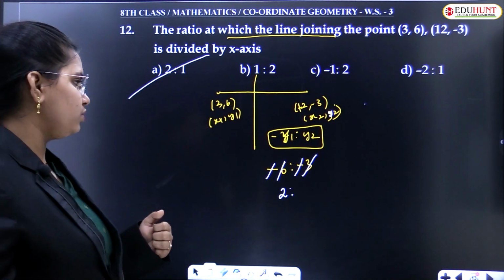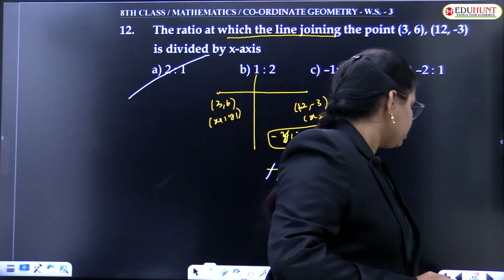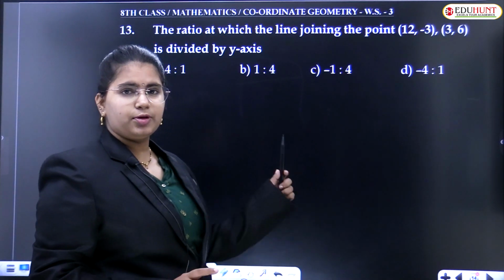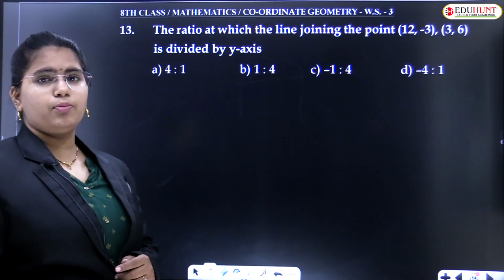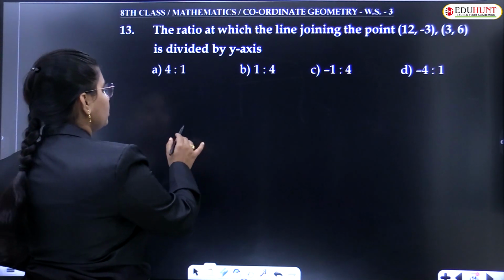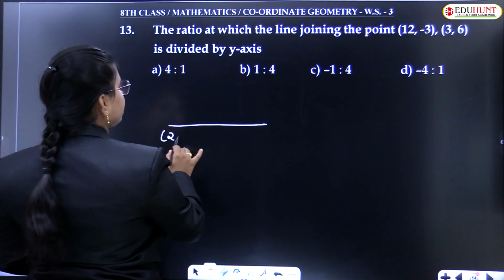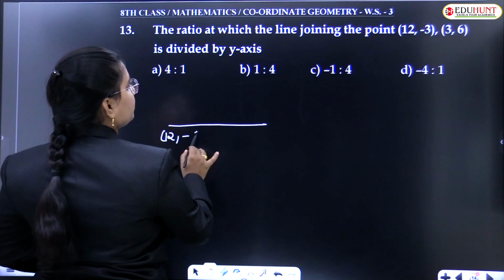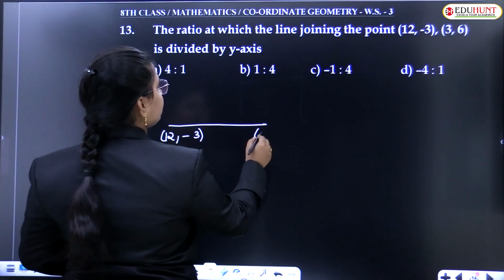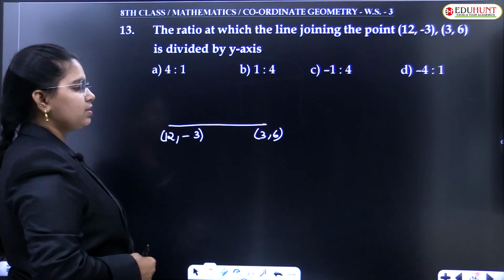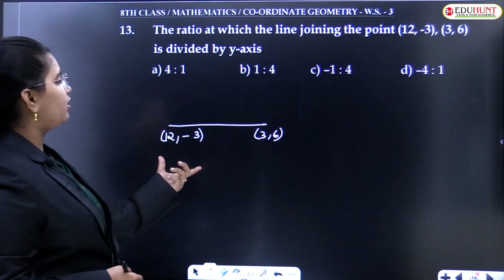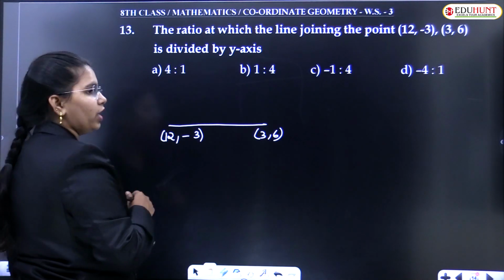My particular question. Next one. So what is this particular question asking you? The ratio at which the line joining the points. What are the points here? Let me take the points: (12, -3) and the other point is (3, 6). Correct? So this particular line is being divided by the y-axis.